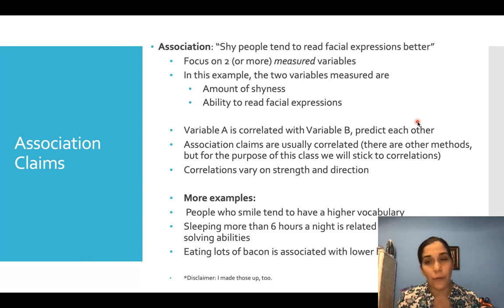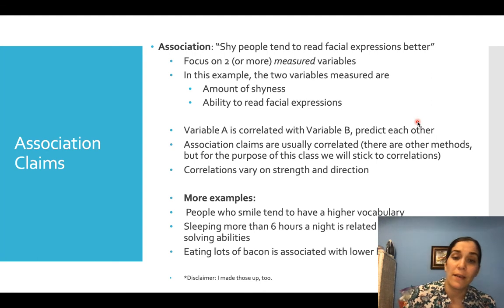We typically use correlations for association claims. There are other statistical methods to see how the relationship occurs, but for the purpose of this class, we're just going to stick to correlations, because they're easy and you should have reviewed them in 3510. These correlations vary on strength and direction.